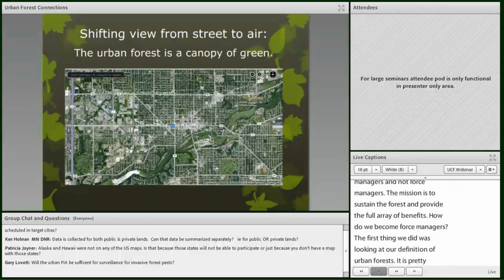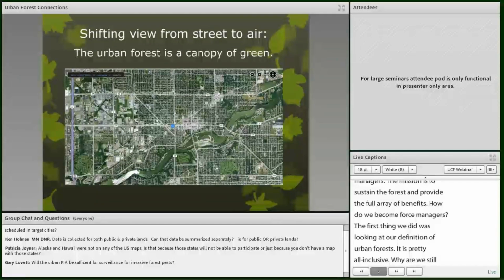So next, we really shifted our viewpoint, and viewed from above, the canopy is a network of green. It is a canopy, and the ownership boundaries are really invisible, so you're really looking at a forest.